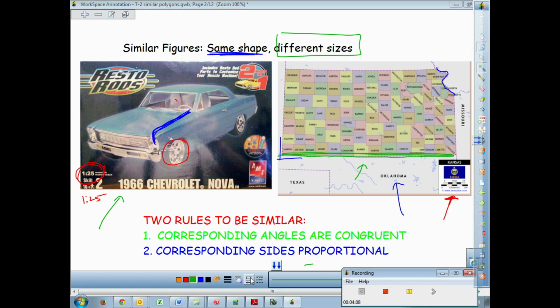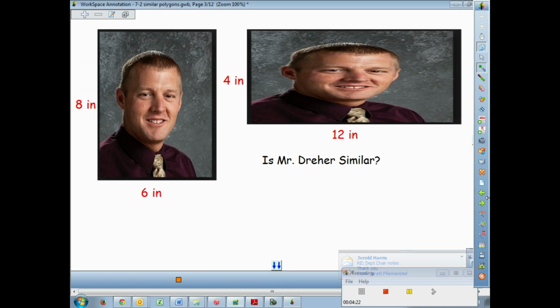Both things have to happen for it to be similar. Now, I've got to warn you, if you've got a weak stomach, the next slide is probably not for you. There's some very ugly things on the next page. So just be careful, but watch out. That's scary, right? They want to know if Mr. Dreyer's picture from the left to the right is similar to each other.